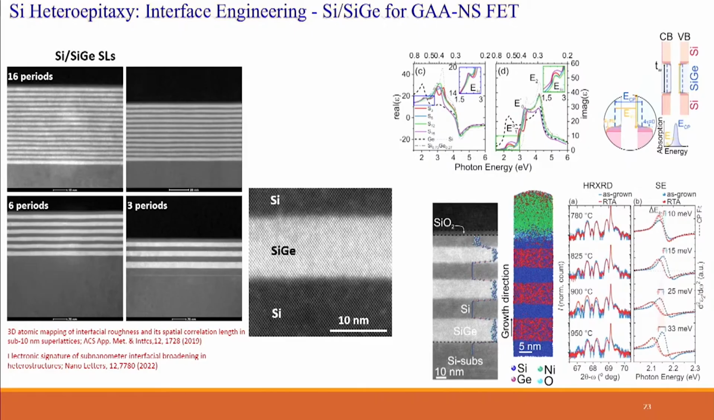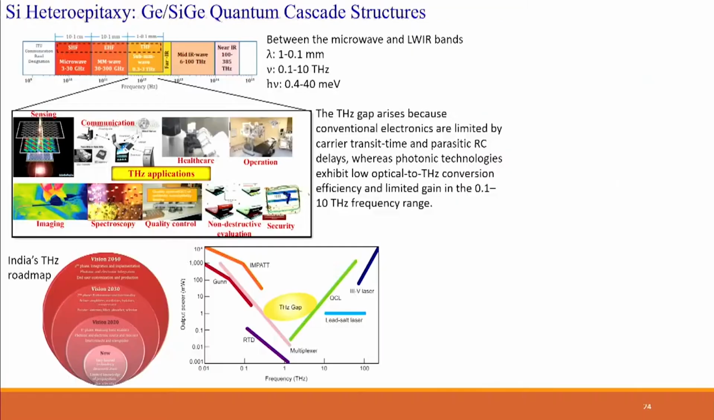Five minutes? Okay. So I'll show you quickly another structure that I work with. Again, very important for this workshop, for this community. Germanium, silicon germanium QCLs, quantum cascade lasers. These are for terahertz application. There is a wide variety of applications for terahertz. Unfortunately, terahertz is a region where both electronic and photonic devices are not very effective. That's why we call it the terahertz gap.